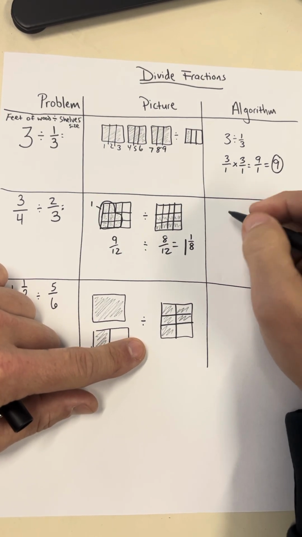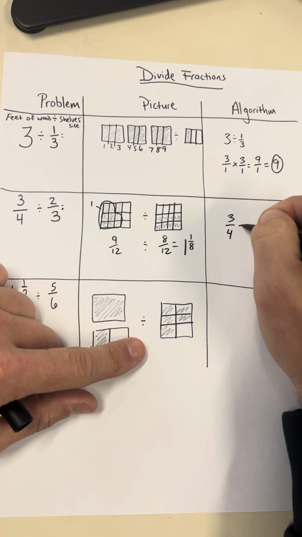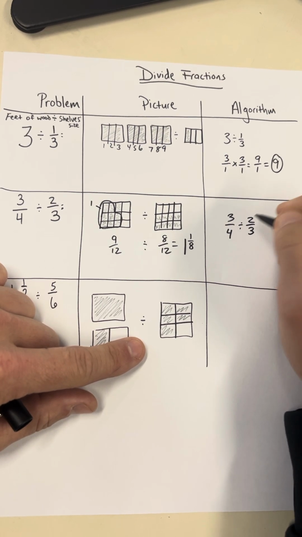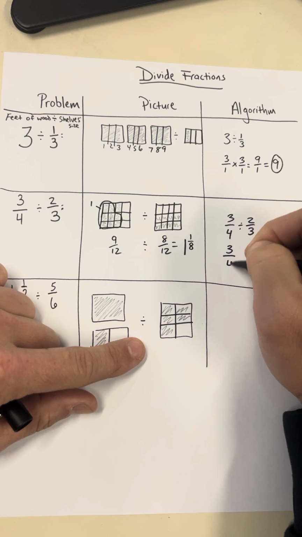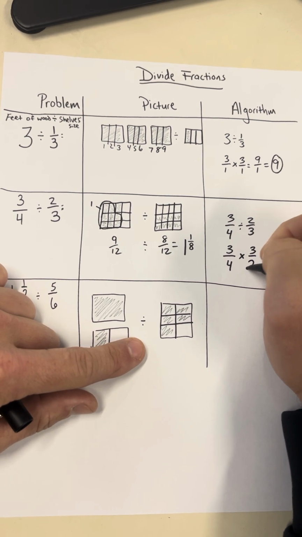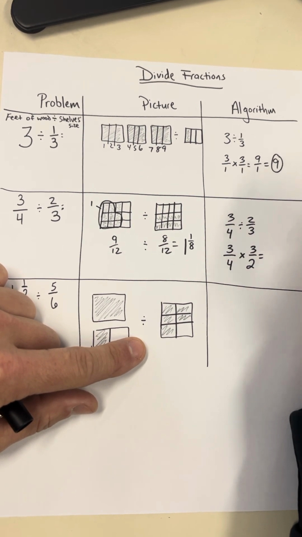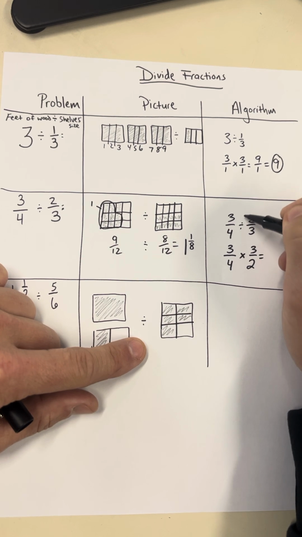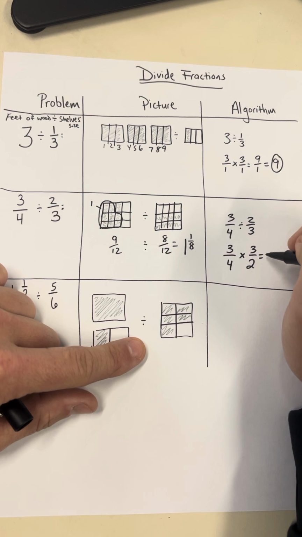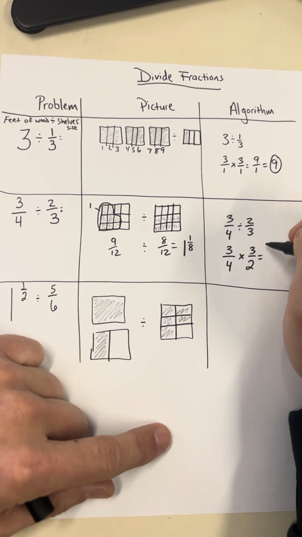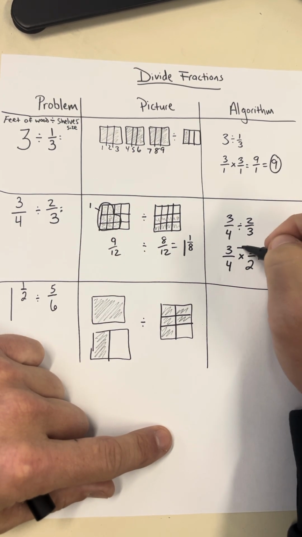The algorithm for that would look like this. 3/4 divided by 2/3 can be flipped into multiplication, where you're flipping your division symbol and you're flipping your second fraction. A lot of people know to do that, they just don't understand why, and that's why this picture can become so much more helpful. Then you can multiply straight across.